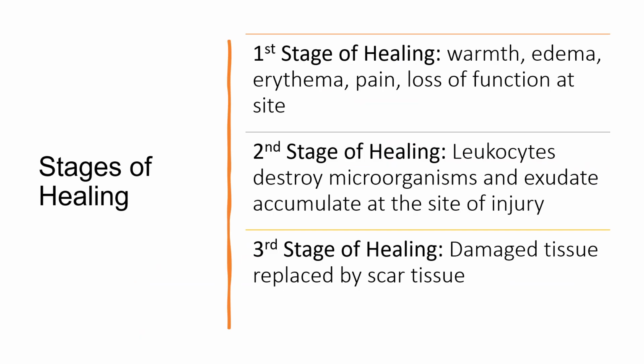Okay, moving on to the stages of healing. There are 3 stages. The first is those 5 hallmark signs: the warmth, edema, erythema, pain, and loss of function locally at the site. Stage 2 is going to be healing. That's when all those white blood cells go to the area to get rid of whatever's going on and to start cleaning up the site. And then the third stage of healing is the damaged tissue is replaced by scar tissue.